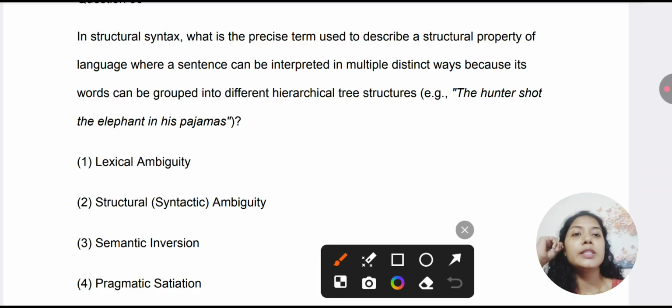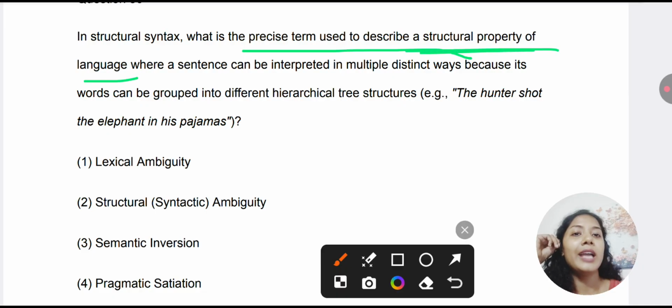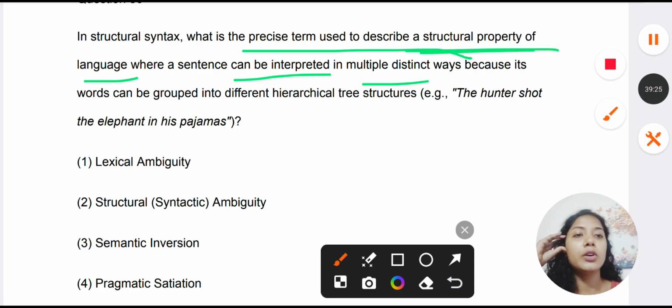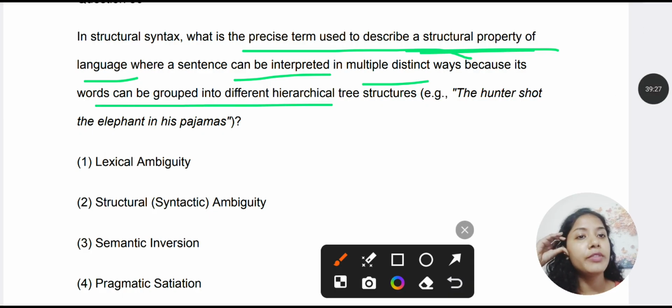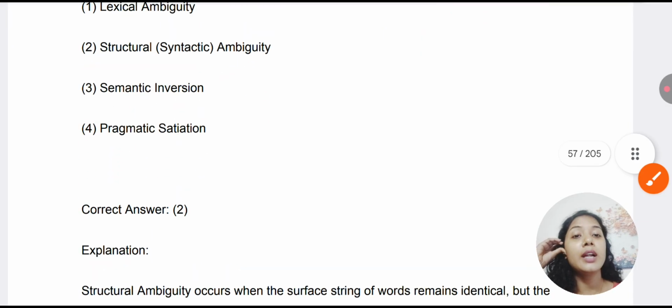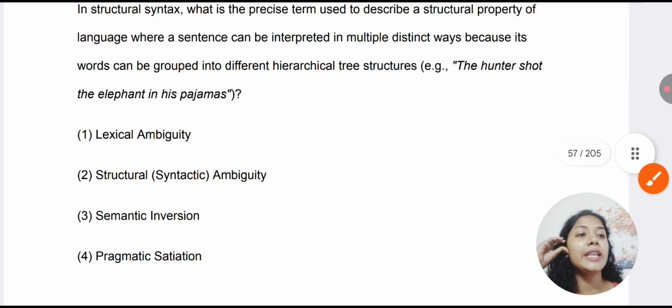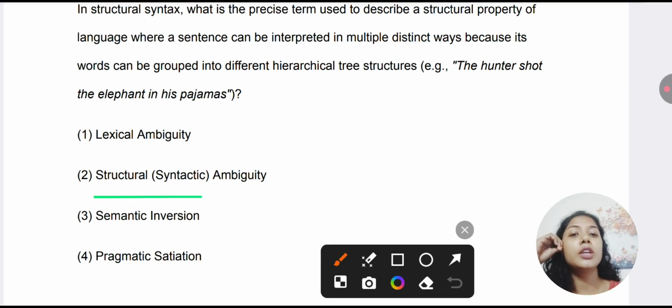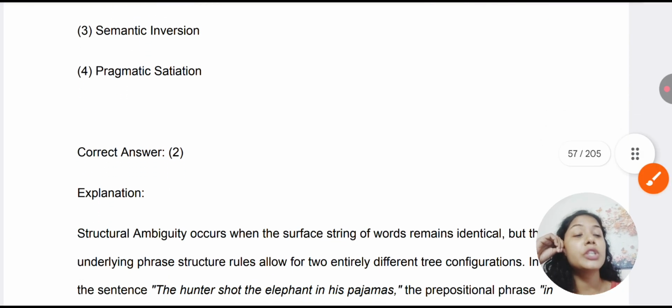And in structural syntax, what is the precise term used to describe a structural property of language where a sentence can be interpreted in multiple distinct ways because its words can be grouped into different hierarchical tree structures? Example is given: the hunter shot the elephant in his pajama. So the correct answer will be option 2. Structural syntax की बात की जा रही है. So here the correct answer will be option 2, structural ambiguity.